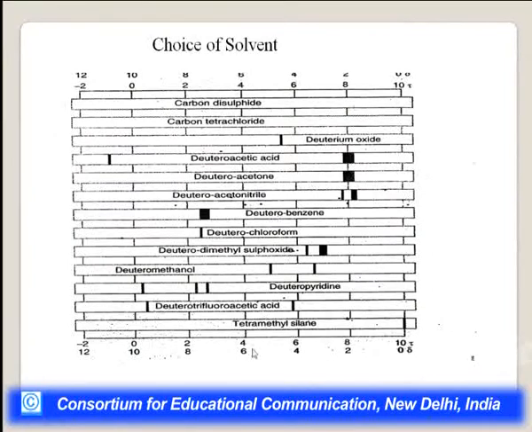And you can see the number of solvents which we can use for the detection of a particular kind of protons in NMR spectroscopy. You can see carbon disulfide, carbon tetrachloride, deuterium oxide, deuterioacetic acid, deuterioacetate, acetone, and you can see where these are creating problems in which ranges, and deuteriobenzene, deuteriochloroform, deuteriodimethyl sulfoxide, deuteriomethanol, deuteriopyridine, deuteriotrifluoroacetic acid, tetramethylsilane. So it was about the shielding and deshielding.